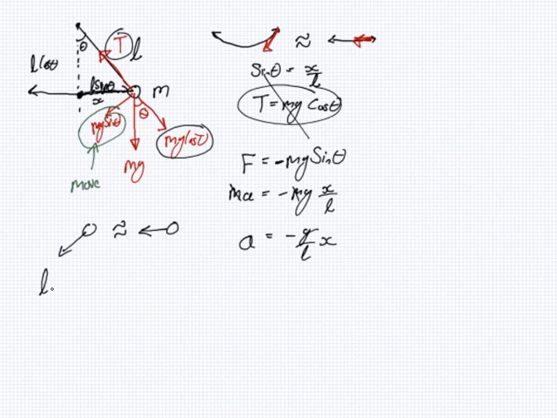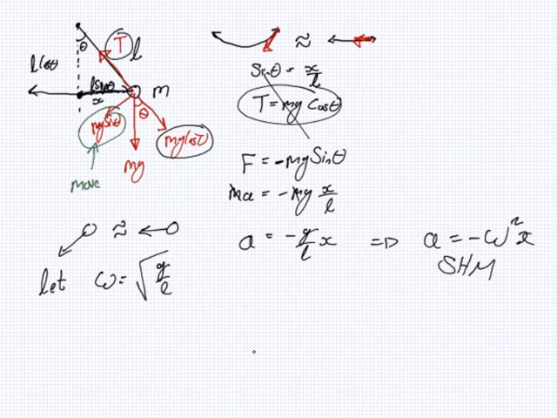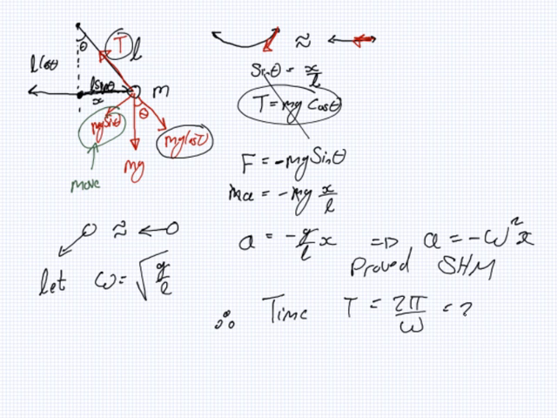Now, if I say let omega equal root g over L, then we can change this into a equals minus omega squared x. And this is simple harmonic motion. So I've proved it's simple harmonic motion. So therefore, I can use the formulas that the time, T, is 2 pi over omega, which will be 2 pi over root g over L. So finally, we get our result. The time is 2 pi root L over g.